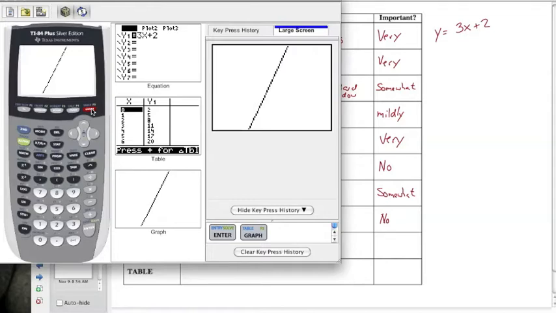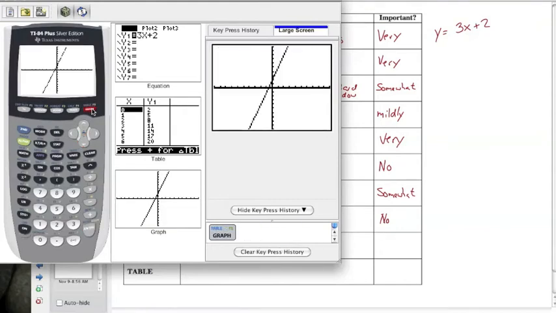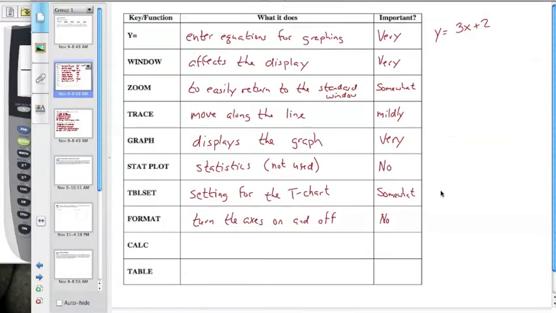There are some other things in the format menu that you can play around with, but for now I would just leave it as is. I'm going to turn the axes back on, go back to my graph and see that they're there, and we will continue. The Calc button allows you to analyze the graph. This is something you use a lot in your later math courses, but not something we will use a lot in here. So I will say it's mildly important, more so for later courses than now. And then the table actually shows your t-chart.